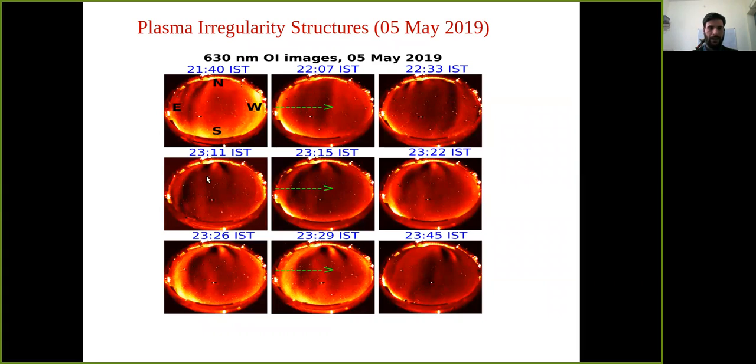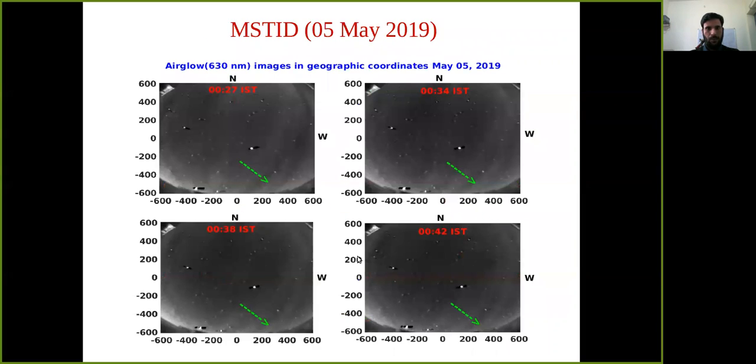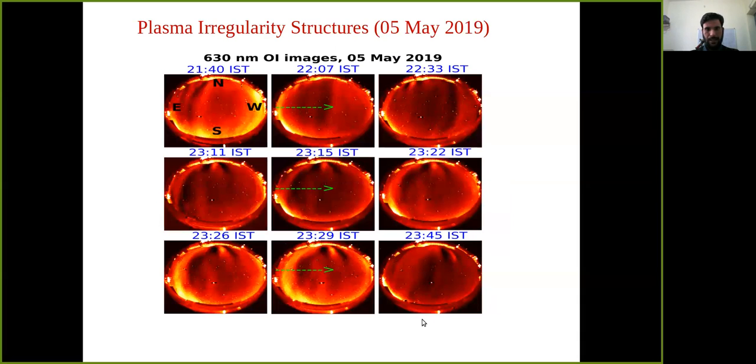Similarly, we have another irregularity structure seen in these images, which has three branching, tree-like structures. This is usually seen in the case of equatorial plasma bubbles, but we can see from these images that in the mid-latitude transition region, these kinds of features are seen also. These images were before midnight, up to 23:45.